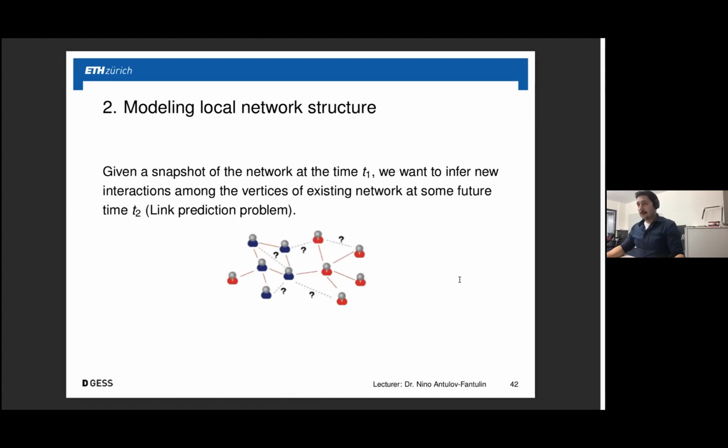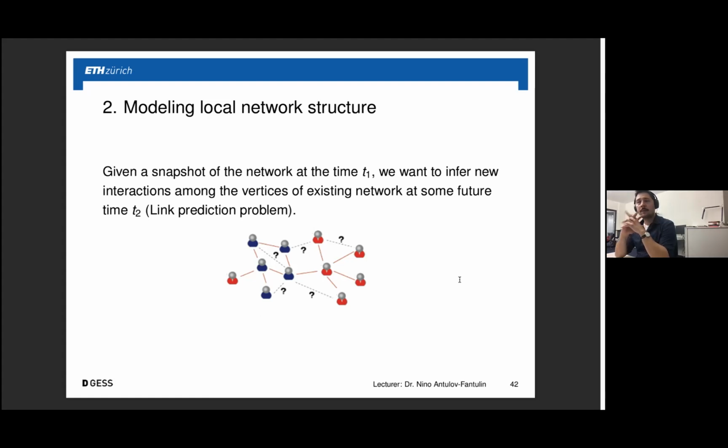And now I would come back to the first topic that we had, which was fundamentals of network theory. Then I would say something about modeling local network structure and global network structure, and also show you some examples of the dynamics that can happen on networks.